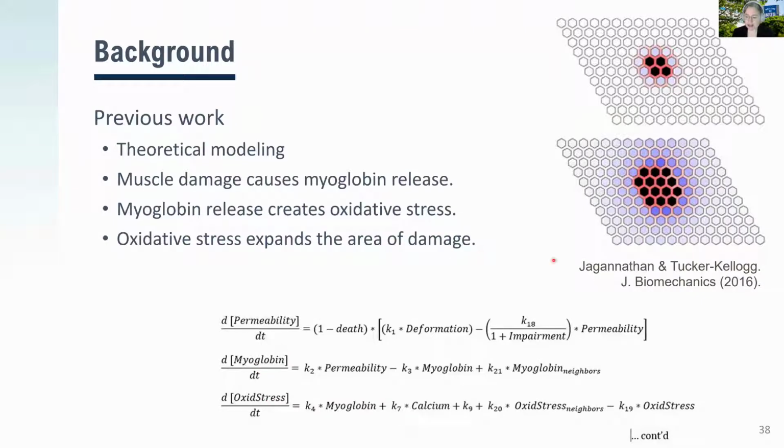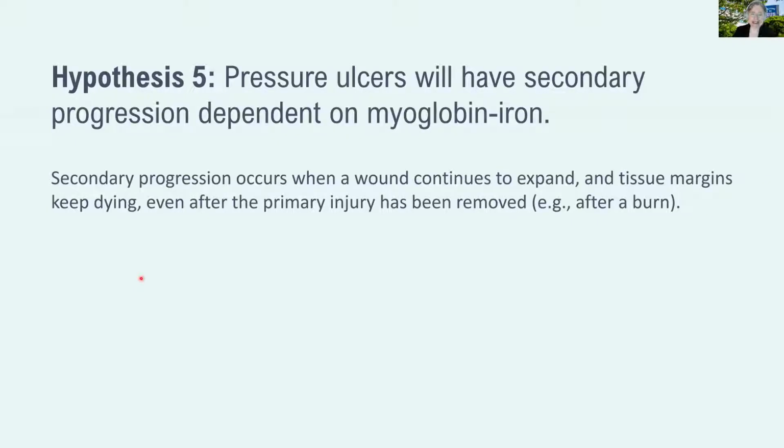This is just a theoretical prediction from playing around with ideas, playing around with equations and simulations. Next, we're going to test it in the mice. Testing hypothesis 5, pressure ulcers are going to have secondary progression dependent on myoglobin iron.